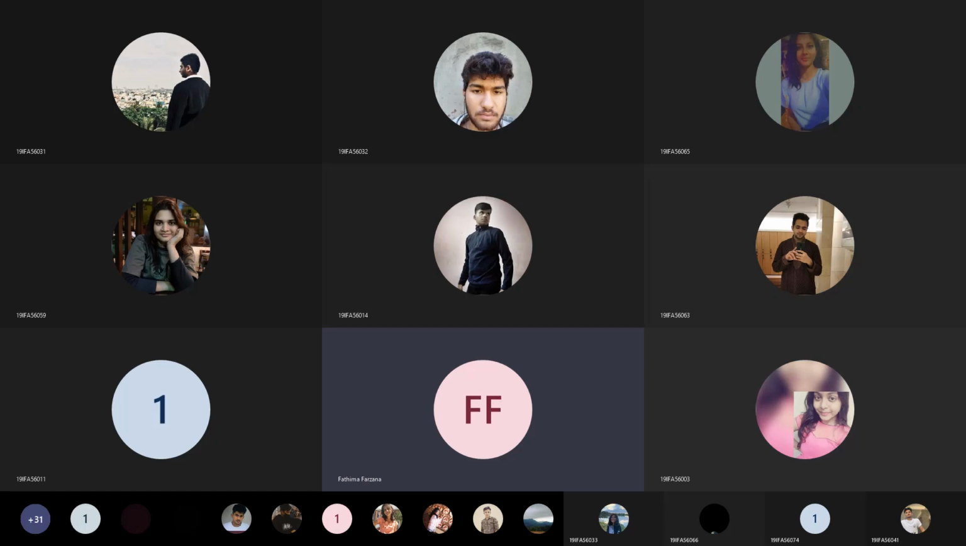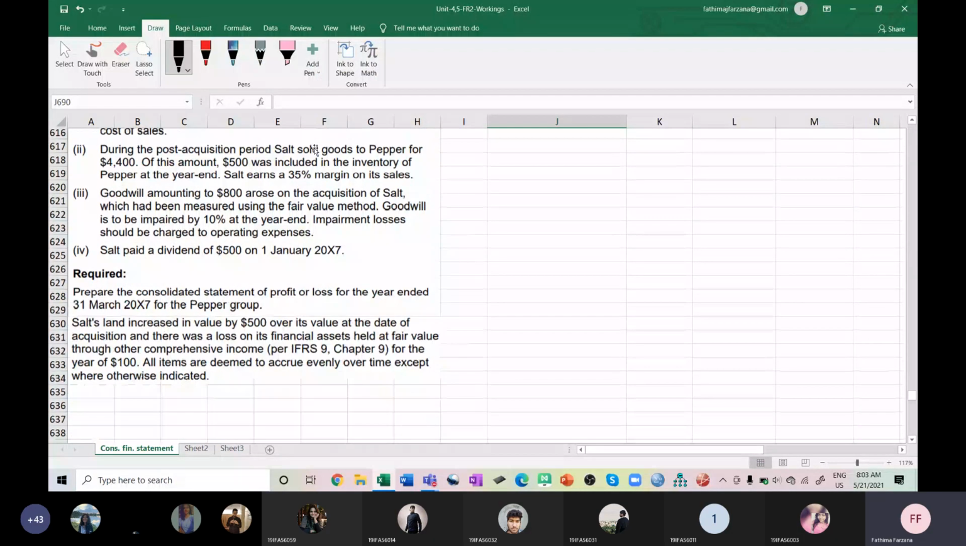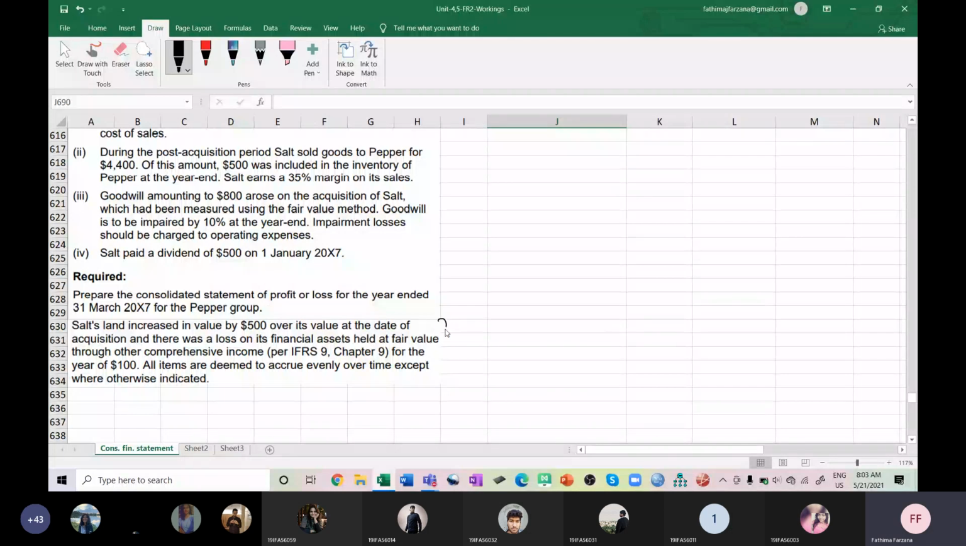Why illustration 4 means the last part especially. See here, this part is from illustration 4, where it's an OCI. Okay, this part is illustration 4. So I'm combining this along with this problem. So we'll start doing this.